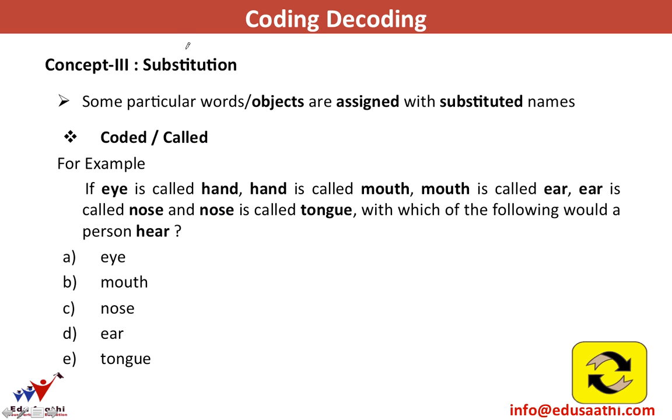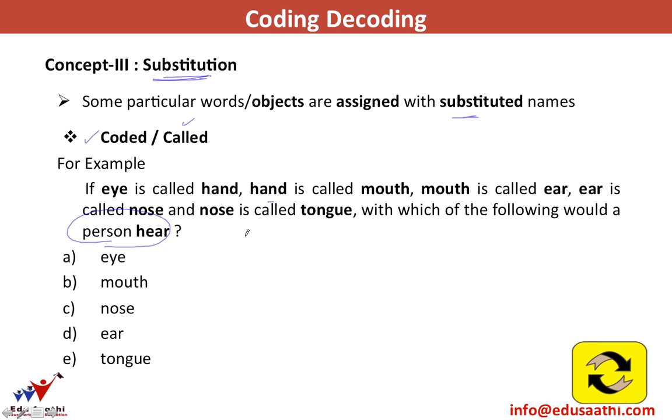Let's move on to the third concept, substitution. Some particular words and objects are assigned substituted names here. So either they are coded or they are called. For example, if eye is called hand, hand is called mouth, mouth is called ear, ear is called nose, and nose is called tongue, which of the following would a person hear from?